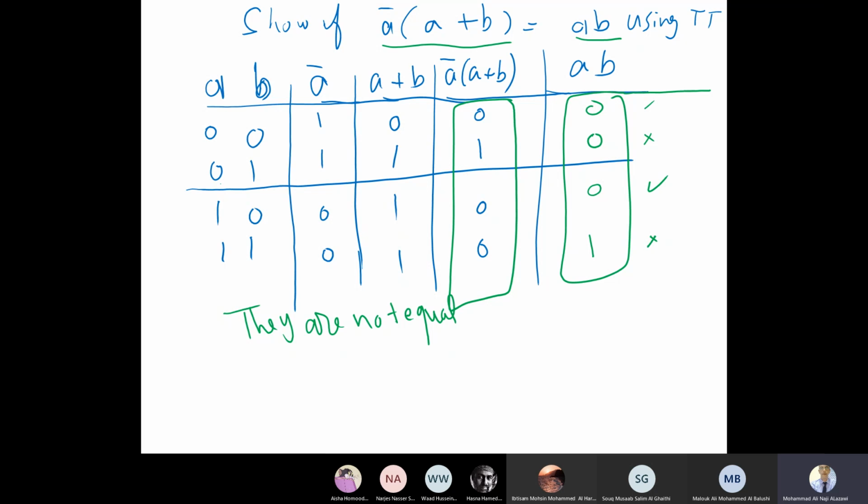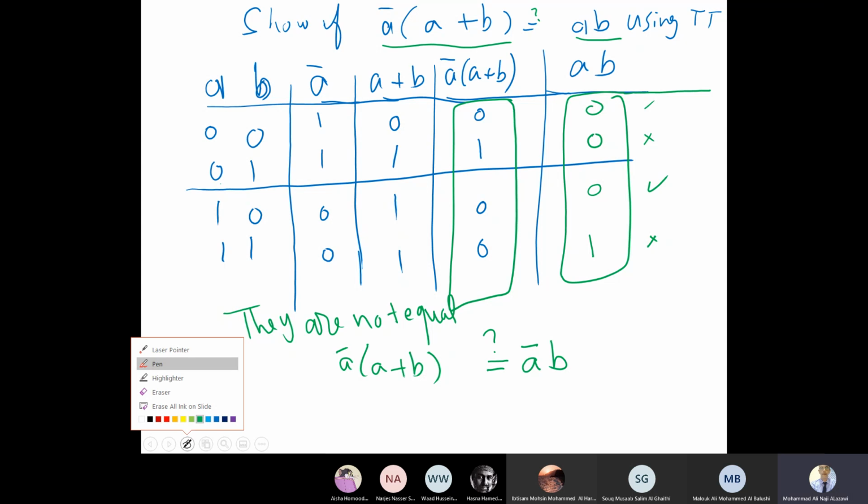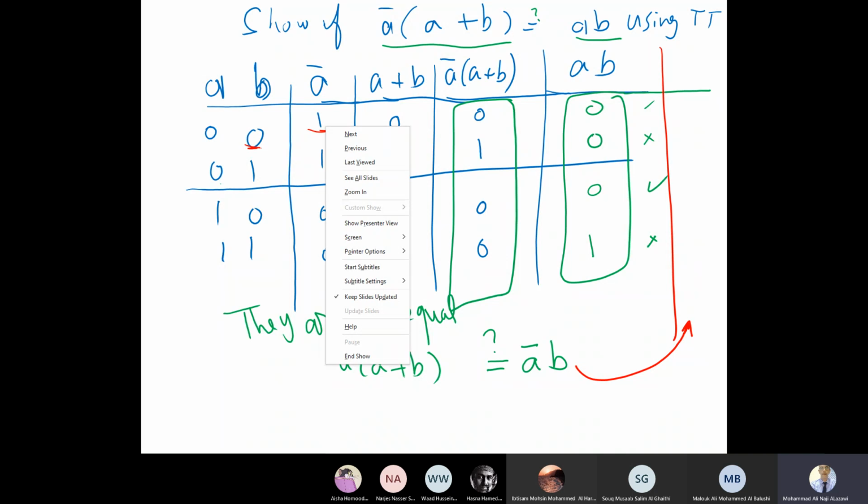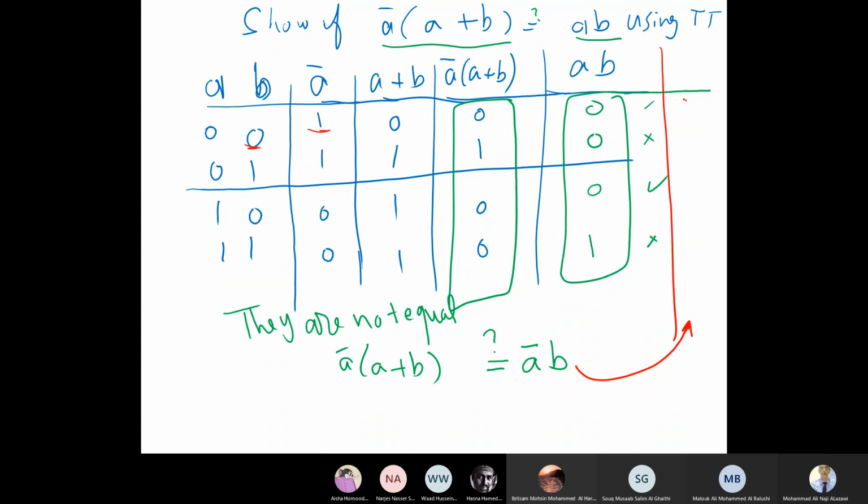Now let's take another example and check if it's equal to A prime B. Now, A prime, A plus B is equal. Usually we put a question mark because we are not sure if they are equal or not. Then I'll take the other. The answer of this question will be here. Okay. A prime B, that means I will do the ANDing between A prime and B. So 0 and 1 will give me 0, correct?